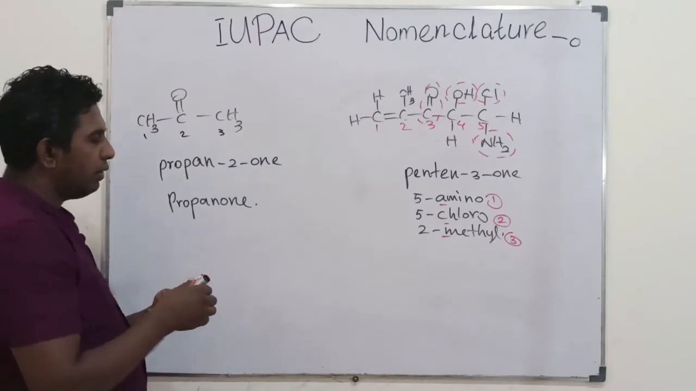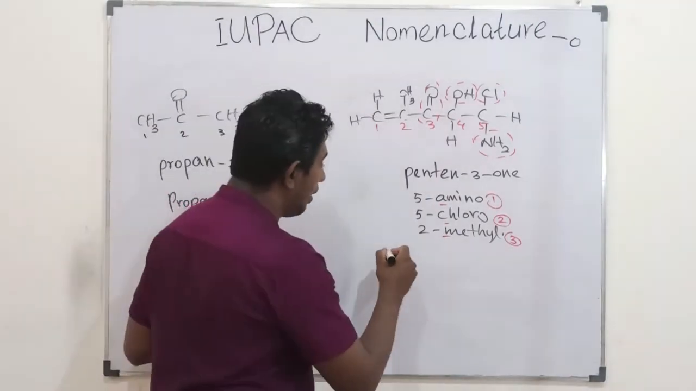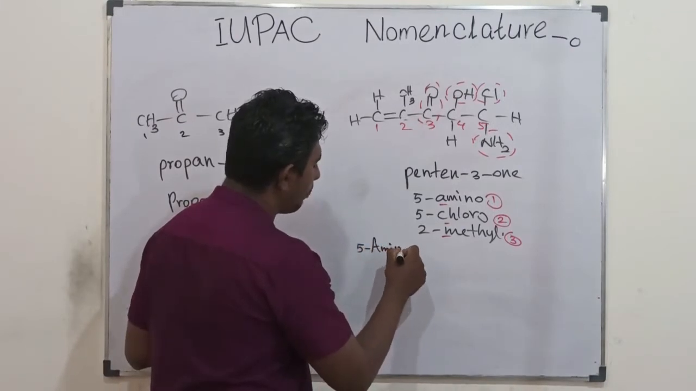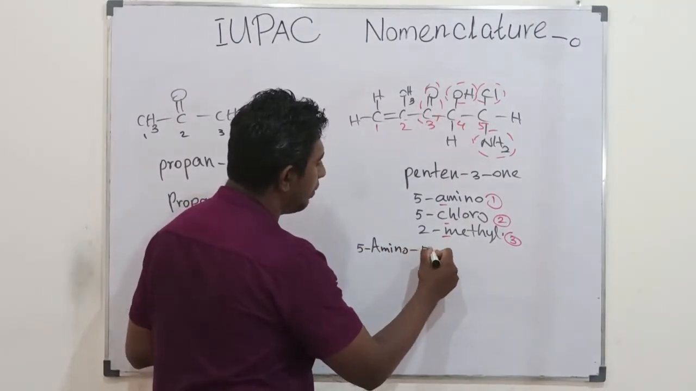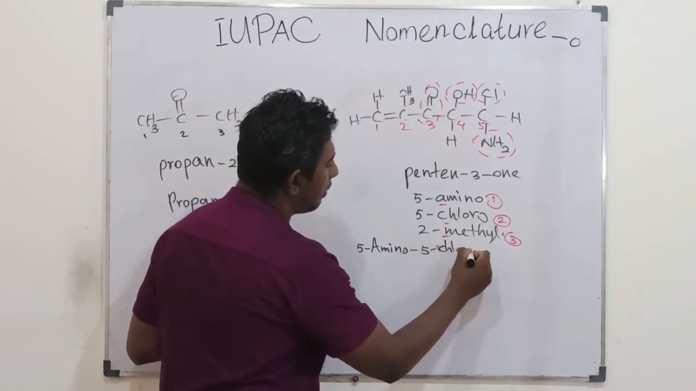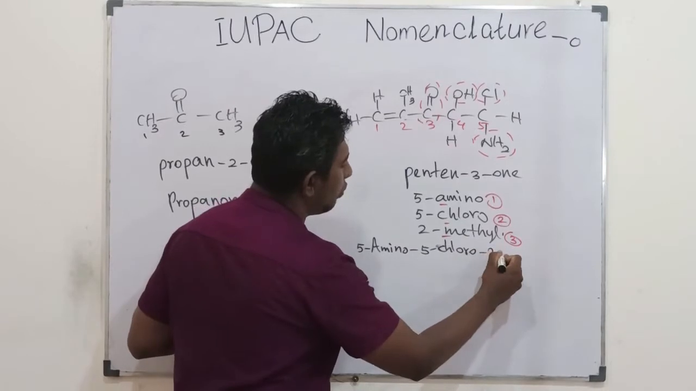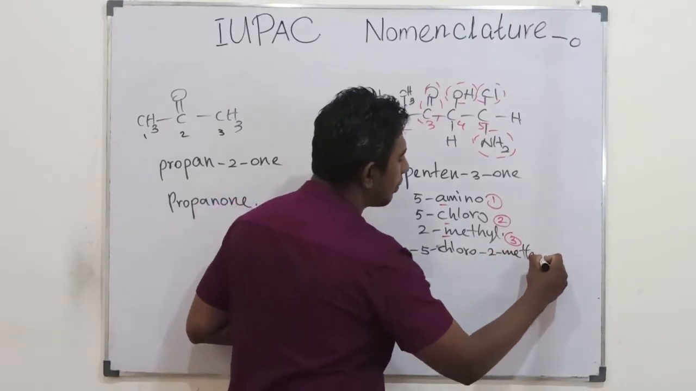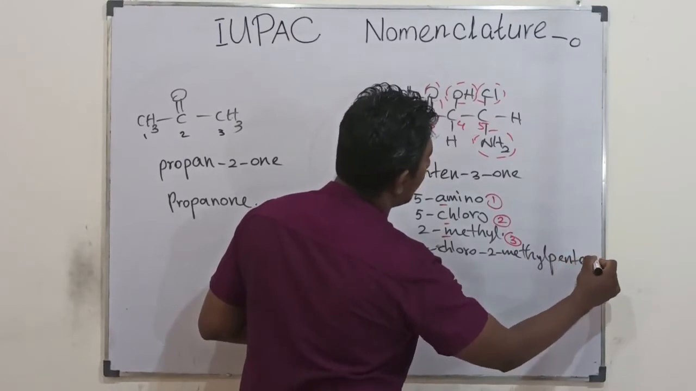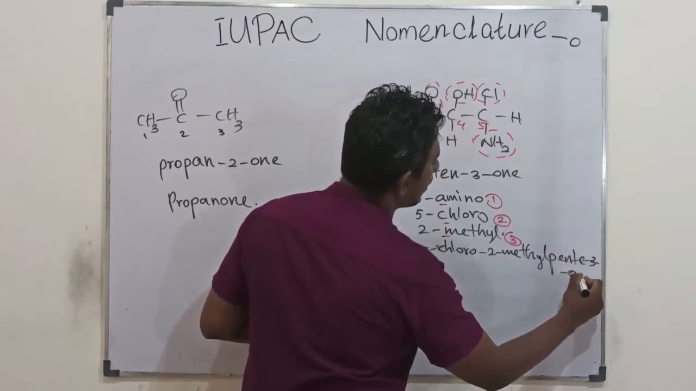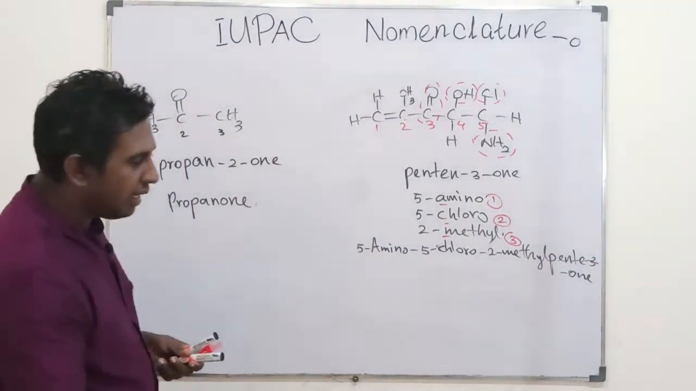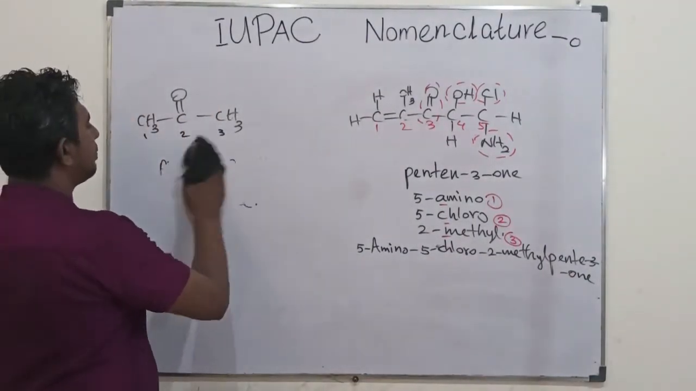Okay, we could now name the molecule as first 5-amino, 5-chloro, all are simple, 2-methyl, then we add pentene-3-one is the name. Okay, then let's find out another.